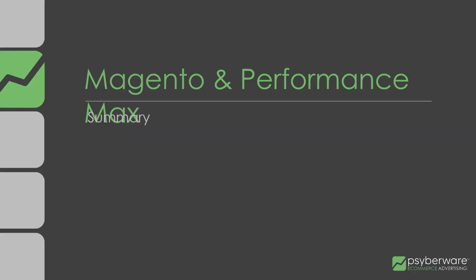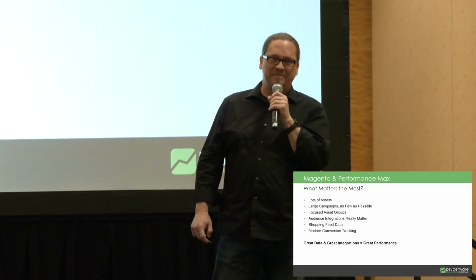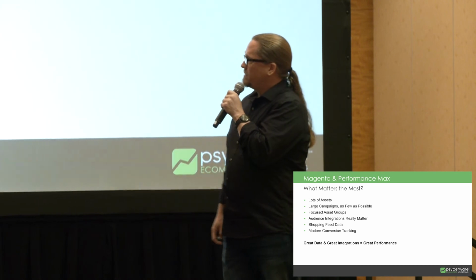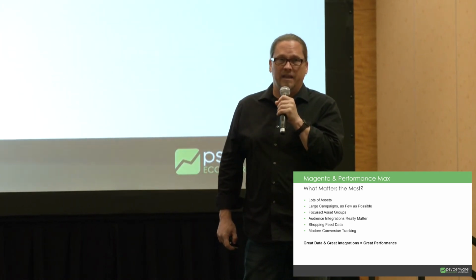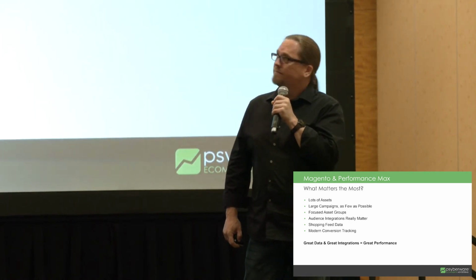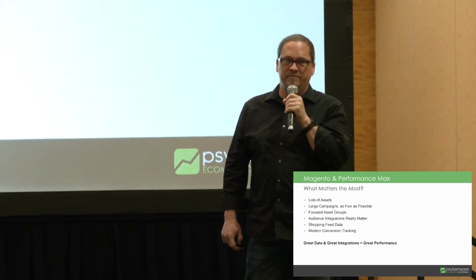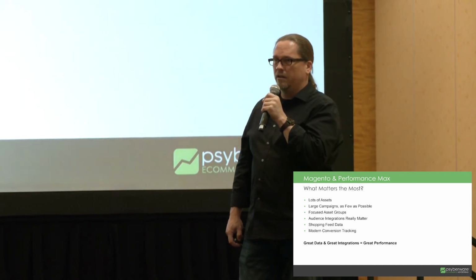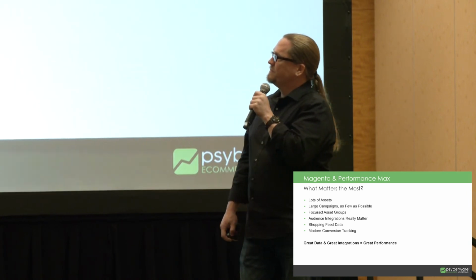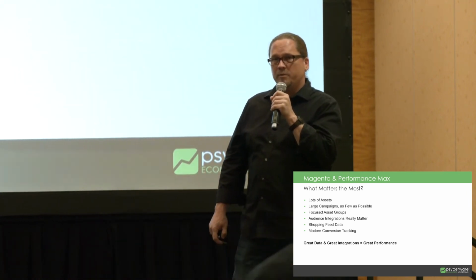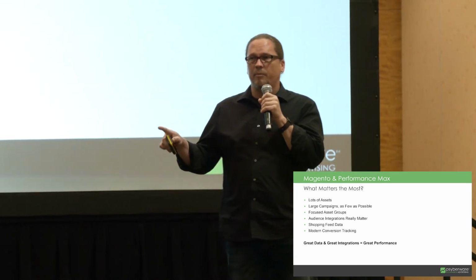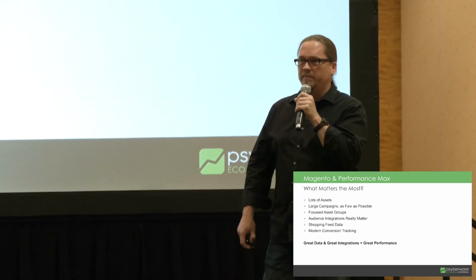So let's wrap it up. What matters the most, right? We want lots of assets in the asset groups on these campaigns. Large campaigns and as few campaigns as possible. Get larger buckets of data. Focused asset groups allow you to focus your audience targeting as well as the assets and products that those people are most likely to buy.